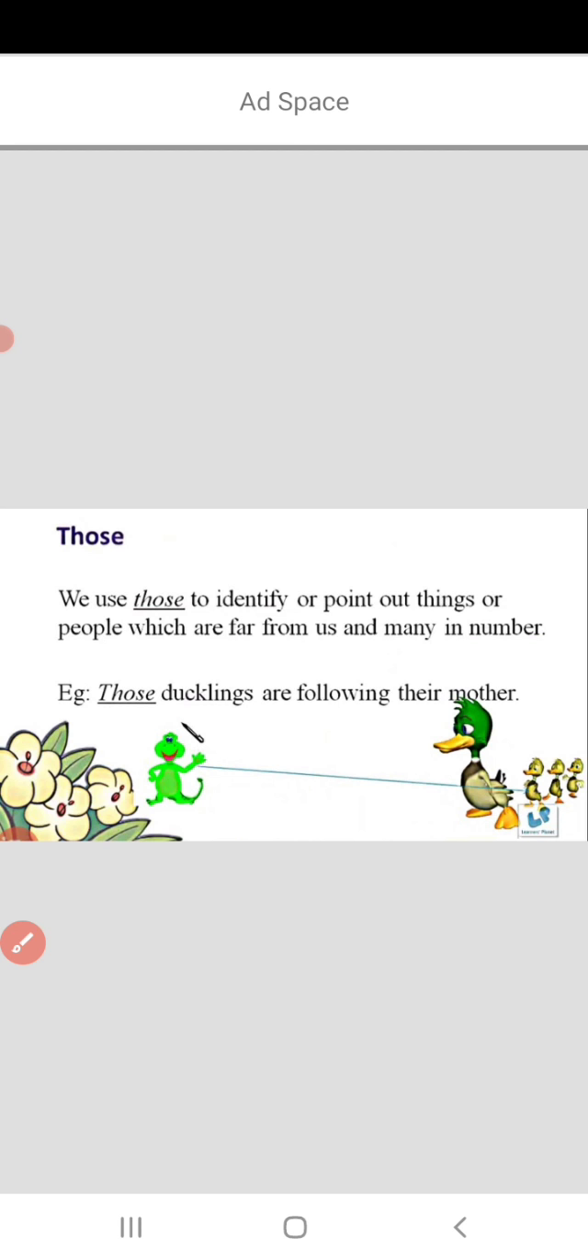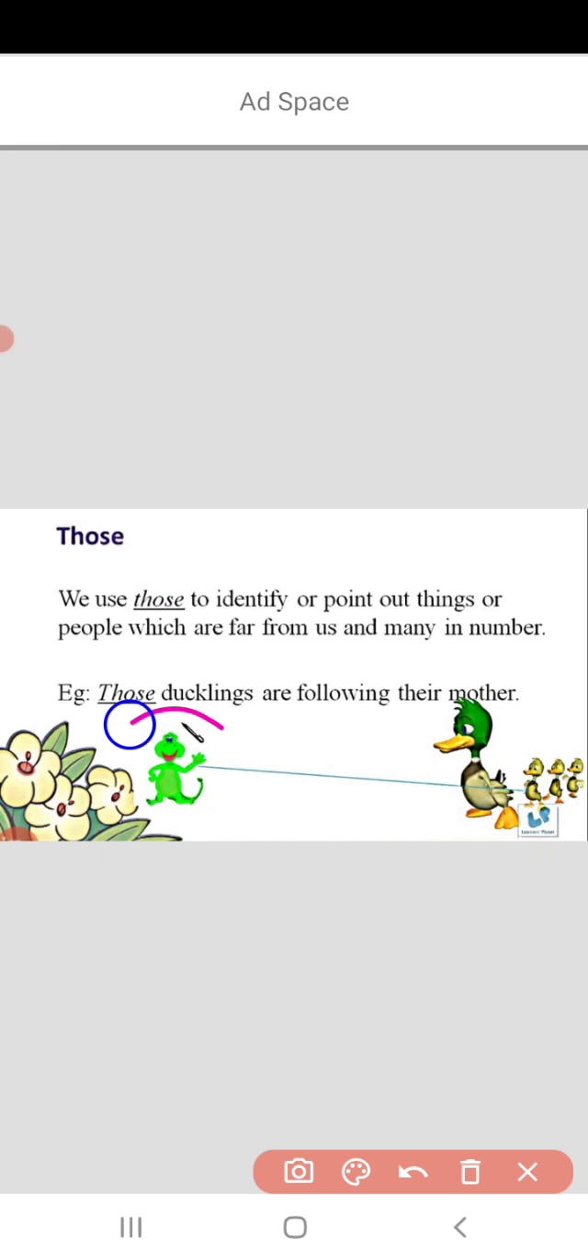Those, we use those to identify or point out things or people which are far from us and many in number. Children, both these and those are used for plural words. Always remember. Here you can see the example. Those ducklings are following their mother.